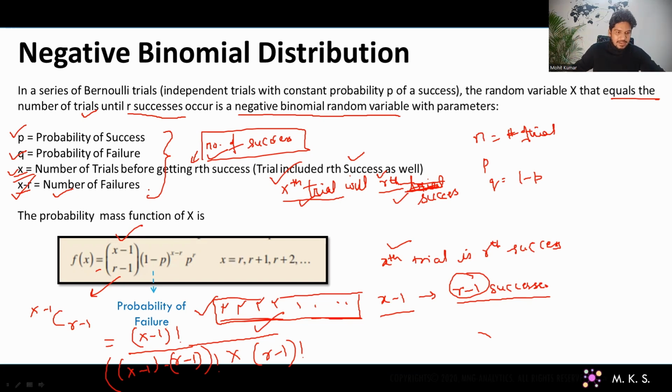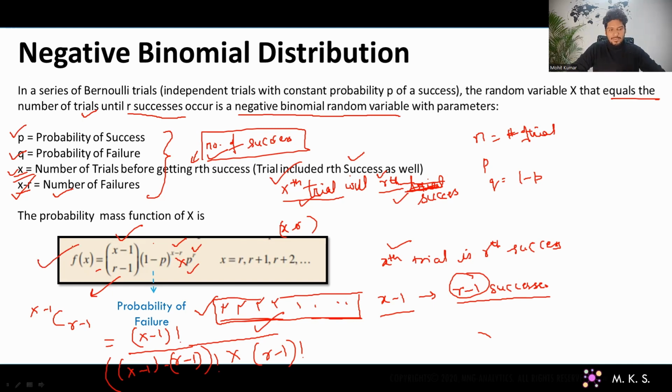Now, 1 minus p is nothing but the probability of failure. So how many times did we get the failure? X minus r, right? So that is why 1 minus p is raised to the power x minus r. These are the number of failures, the probability of failure, and how many times we got the failure, x minus r, into the probability of success, p, raised to r, the number of successes. So this is the intuition behind the formula, guys. I hope this is clear.